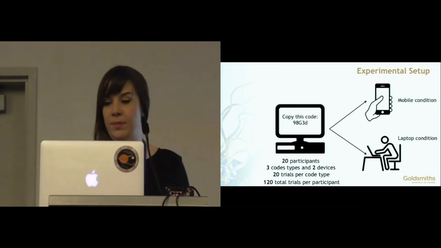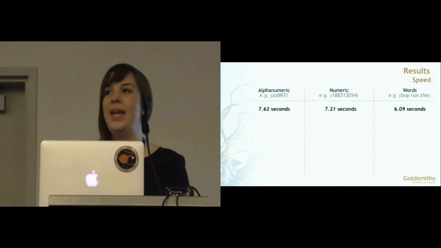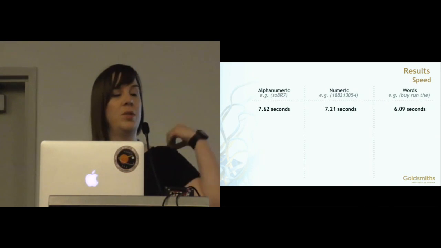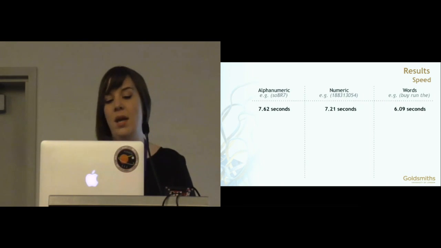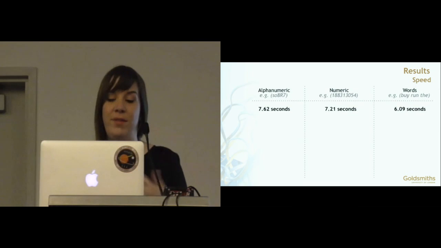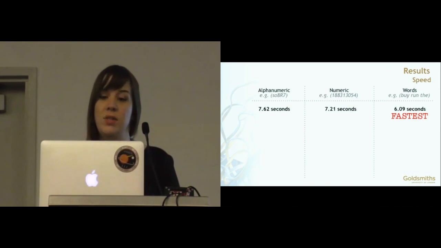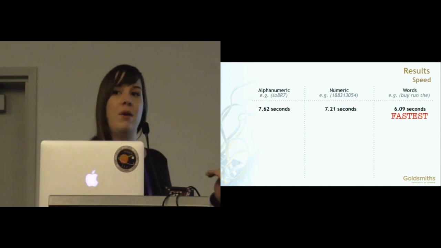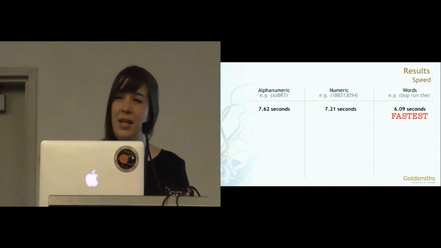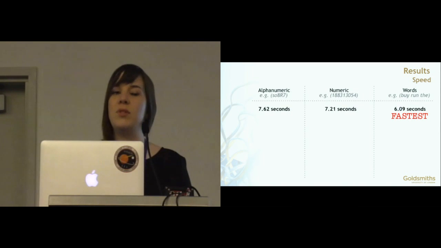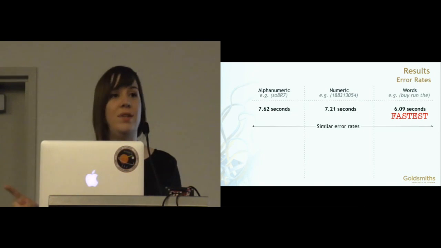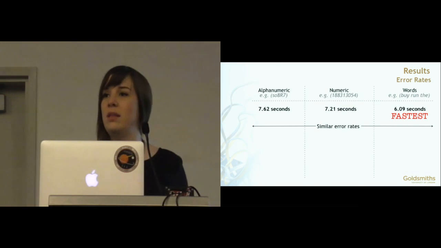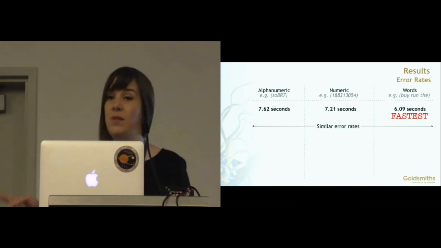So what did we find? Well, one of the key things we need to think about here is speed. From the time that the code was displayed on the separate screen to the time they pressed enter on their device, we timed it, and the average speed for word codes was significantly faster than those for alphanumeric and numeric, suggesting that it's not just the length of characters that you have to type, there's also something else happening. I should note that the error rates for all 3 of these conditions were the same, meaning that we weren't trading accuracy for speed here.